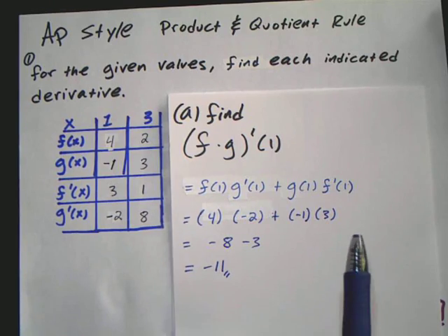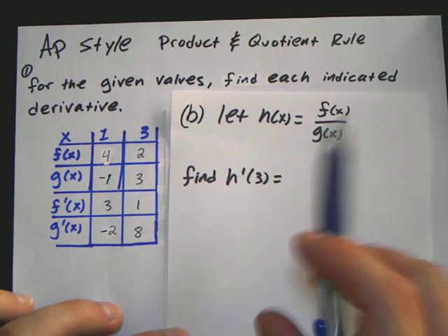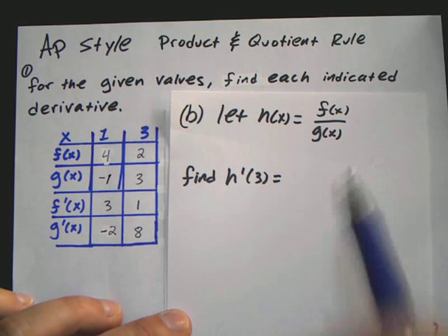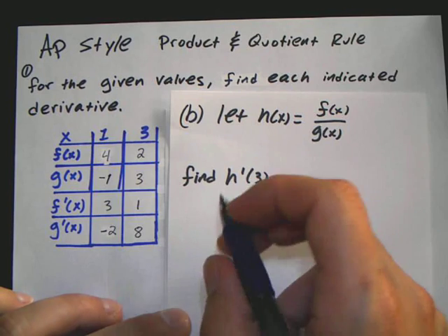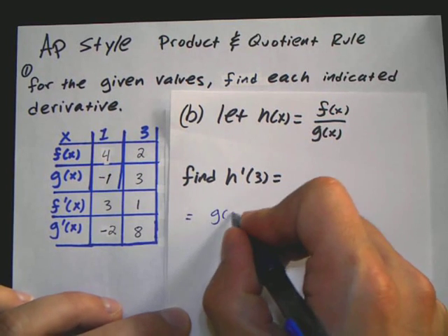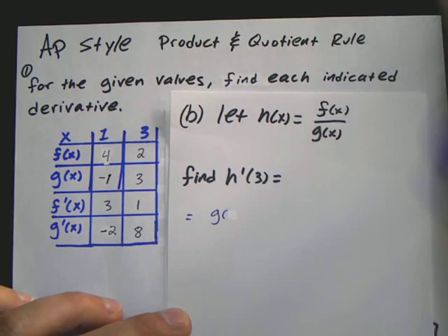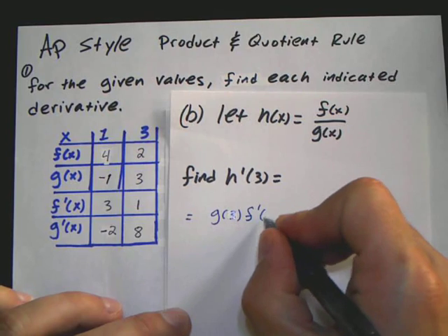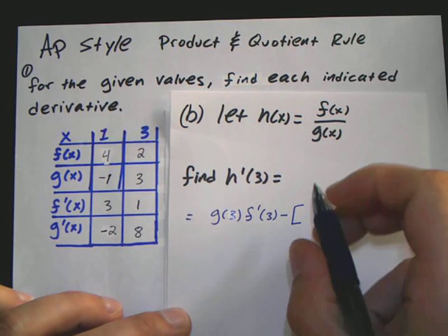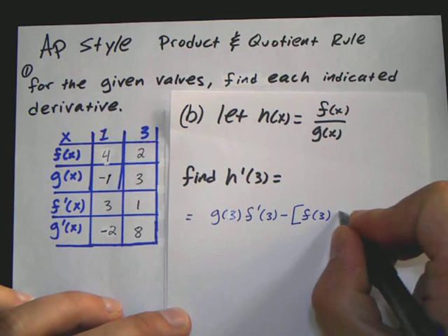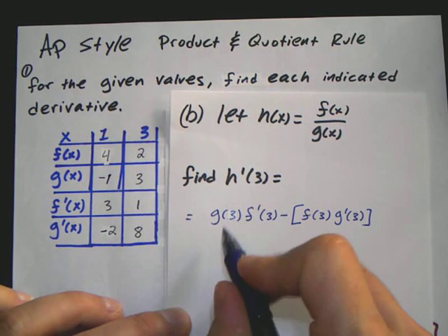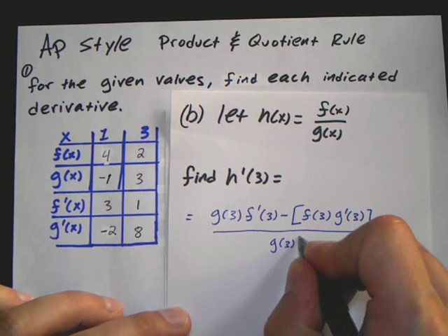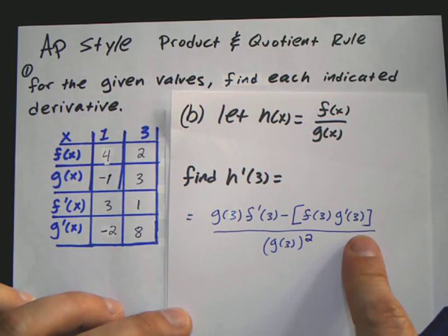Next example is now h is going to be a quotient of f divided by g, and I want to find the derivative at 3. So similarly, I have to rely upon the definition of the quotient rule, which says g of x stays the same. g of 3 stays the same, so I'm going to look up the value at 3. So g of 3 multiplied by f prime of 3 minus f of 3 g prime of 3, then all divided by the denominator squared, so all divided by g of 3 squared. Again, this is just the derivative quotient rule definition.